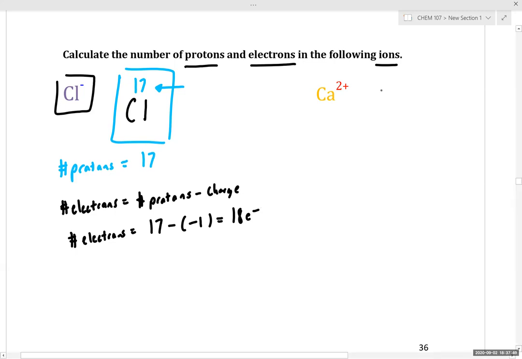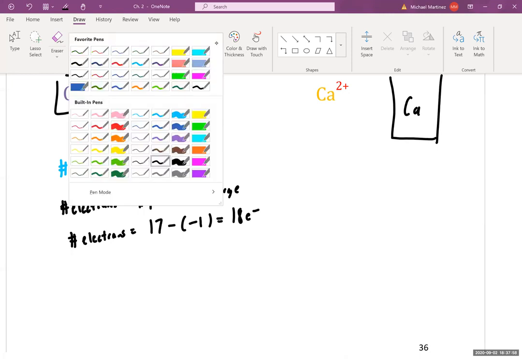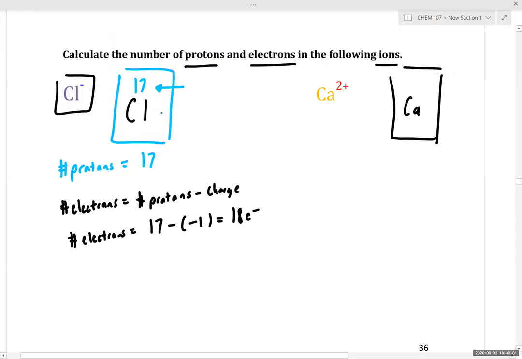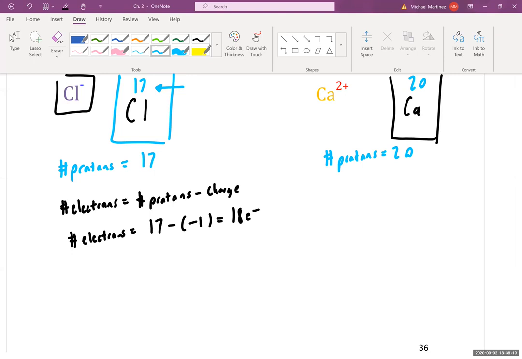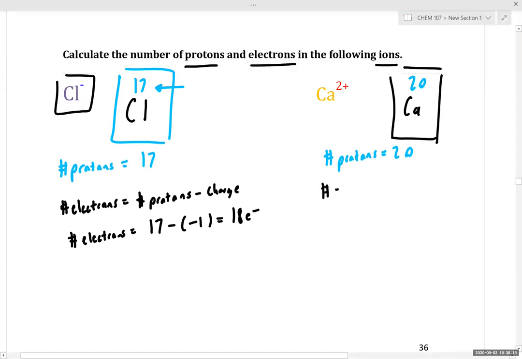Okay, let's look at calcium, and we're going to repeat the exact same pattern here. What is the atomic number of calcium? 20, yep. So the number of protons is going to be equal to 20. And our number of electrons is equal to the number of protons, which is 20, minus the charge, which is +2. So for our number of electrons, we have 18 electrons.